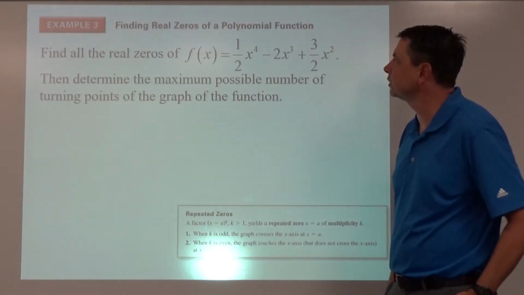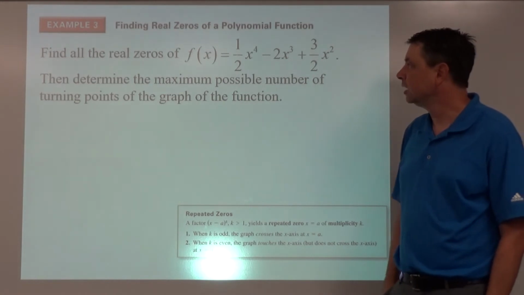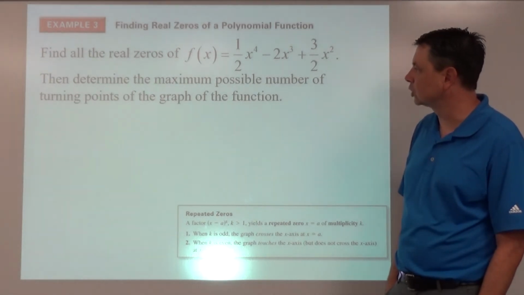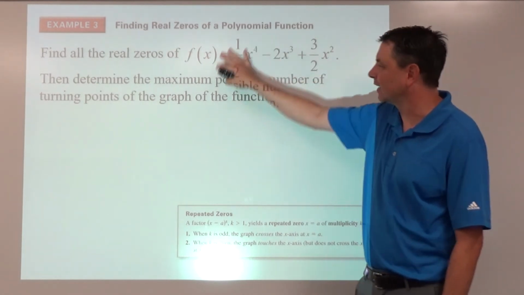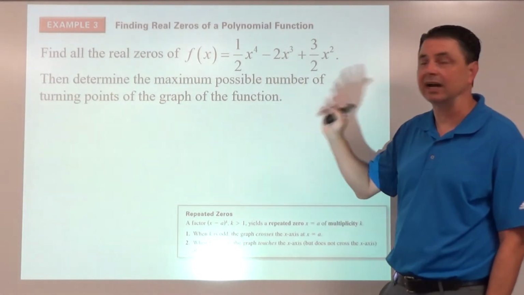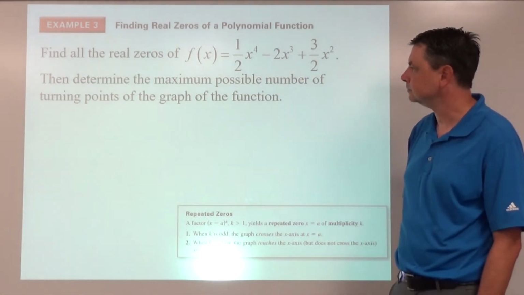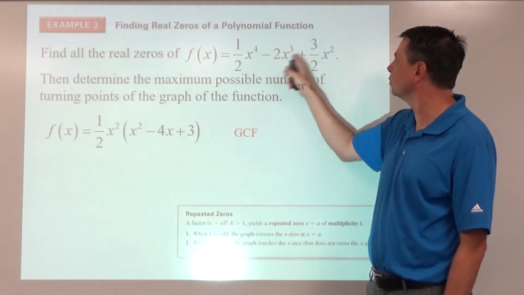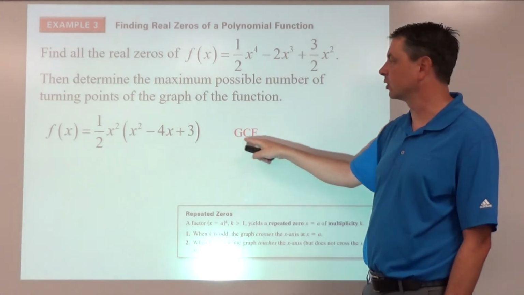Example 3, finding real zeros of a polynomial function. Find all the real zeros of f of x equals 1/2 x to the fourth minus 2x to the third plus 3/2 x squared. Then determine the maximum number of turning points of the graph of the function. Well, one thing I'm noticing is that the fractions make it kind of confusing. So maybe we take that fraction, the 1/2, the leading coefficient, and just factor that out. At the same time, we can notice that there's also a common factor of x squared. So we have factored out the greatest common factor there.